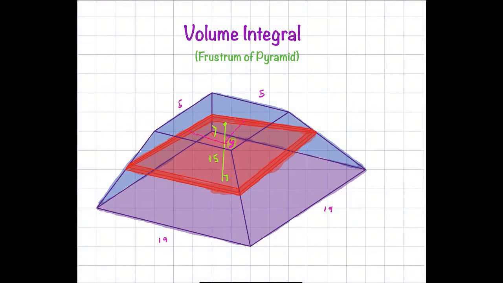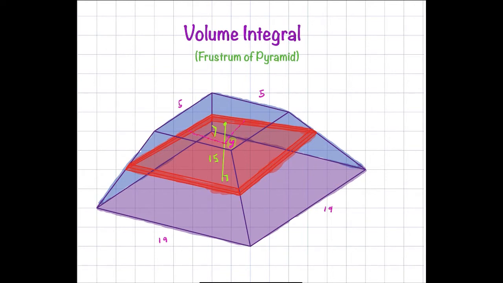Okay, so here we have the frustum of a pyramid, and that's just the pyramid with the top cut off. They don't say it in the question, but we're assuming that the point of the pyramid is directly above the center, right? So that we have this kind of symmetry, this uniformity to it.